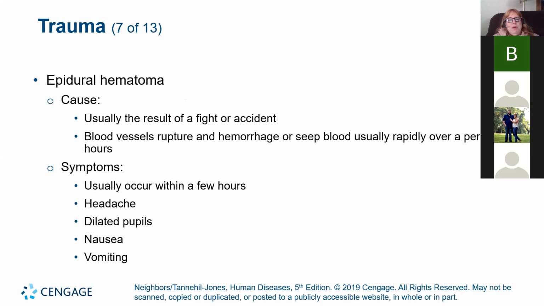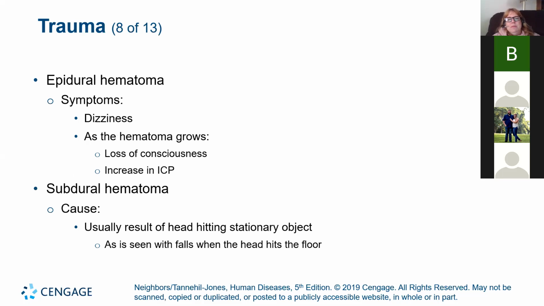So, an epidural hematoma is usually the result of a fight or an accident. The blood vessels rupture and hemorrhage, or they seep blood, usually pretty rapidly. It occurs within a few hours. Headache, dilated pupils, nausea, vomiting. Usually as the hematoma grows, there's loss of consciousness and an increase in the intracranial pressure.